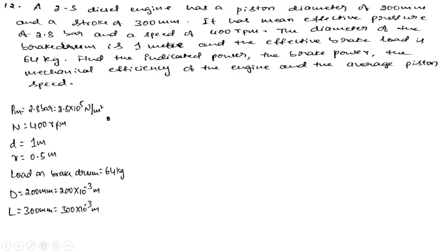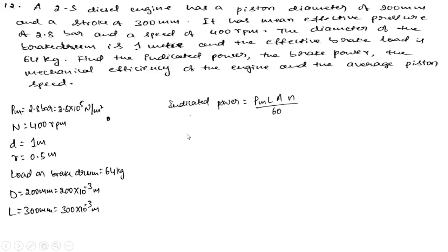First write down all the data they have given. Mean effective pressure is 2.8 bar, 2.8 into 10 power 5 Newton per meter square. Speed of the engine is 400 rpm, write it. Diameter of the brake drum is 1 meter and radius will be 1 divided by 2, it is 0.5 meter. Net load on the brake drum they have directly given as 64 kg. Effective brake load is given as 64 kg. And then piston diameter is given as 200 mm, 200 into 10 power minus 3 meter, or simply write as 0.2 meter. Stroke length is 0.3 meter or 300 into 10 power minus 3 meter.